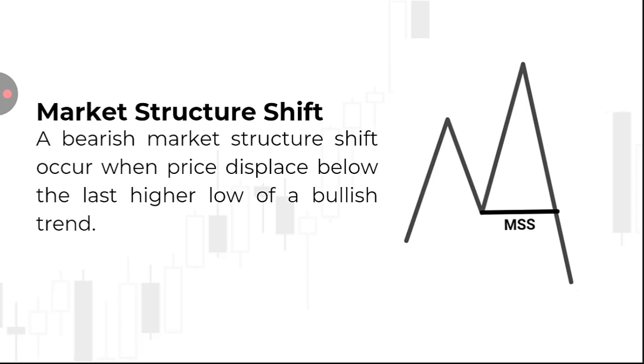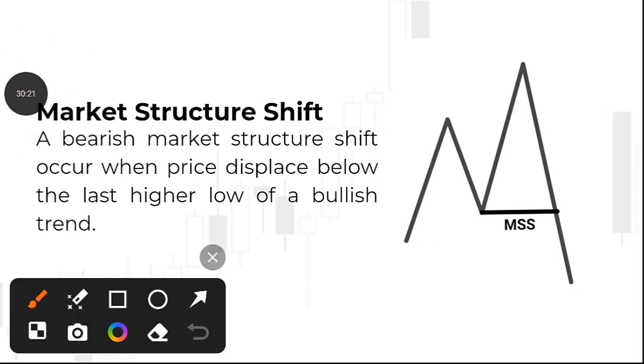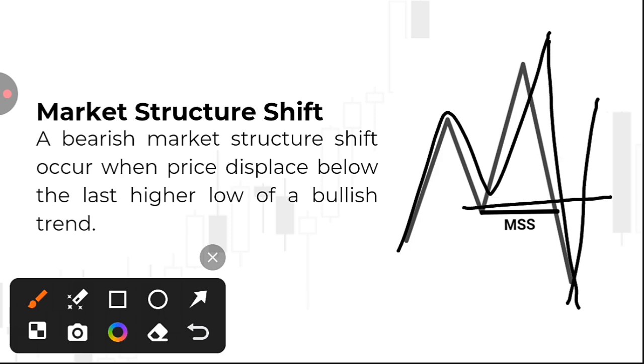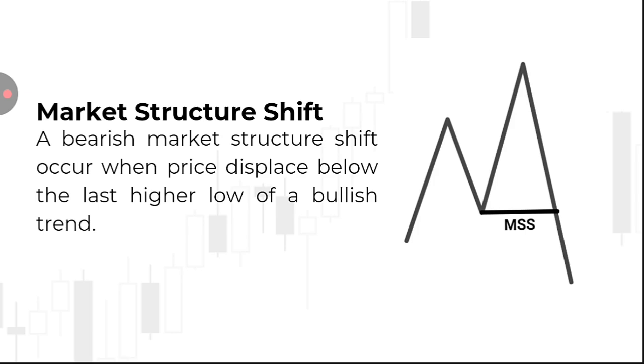Okay, so that is basically the functions of a market structure shift, and this is what it looks like. Price is in an uptrend before, and at some point it displaces below the last higher low. Then you expect a little retracement back into this price level and then continuation of the bearish trend to create a new lower low. So this is basically what market structure shift is all about in a bearish environment.